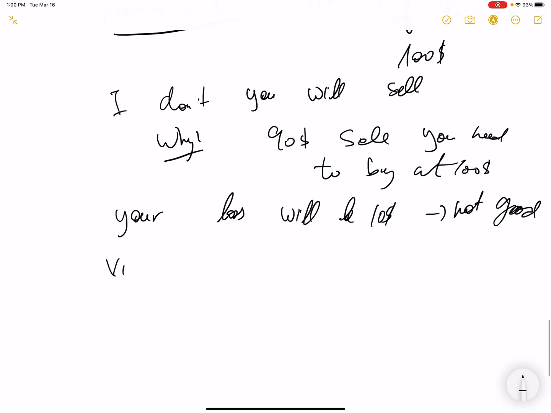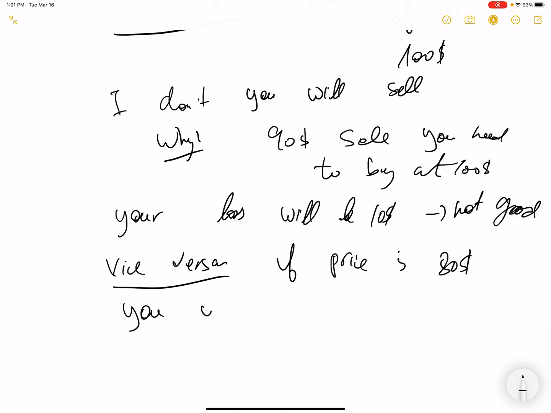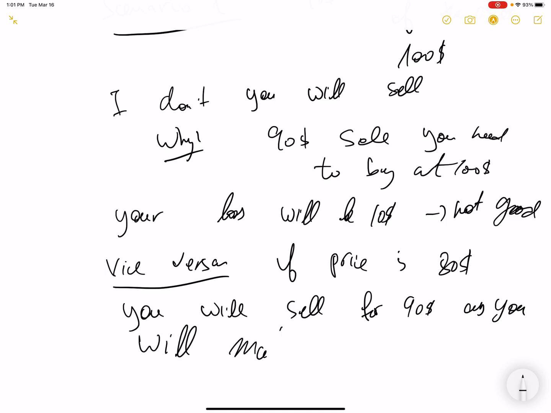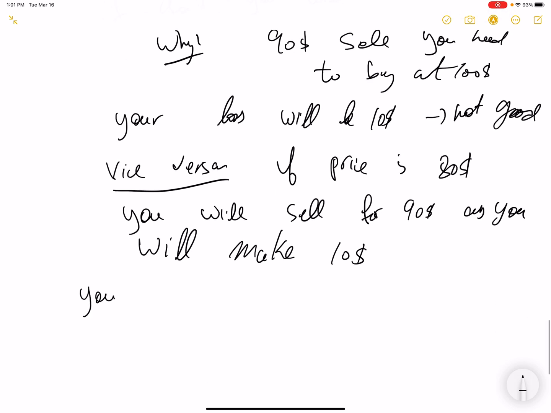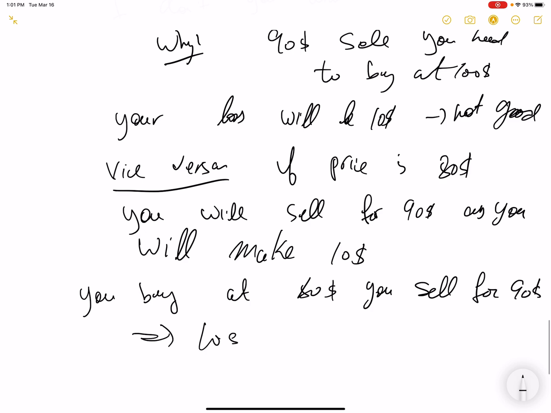Okay, vice versa. If the price of the asset is $80, you will sell for 90. So you will make $10, because you buy it at 80 and you sell for 90. So overall you have $10 profit.